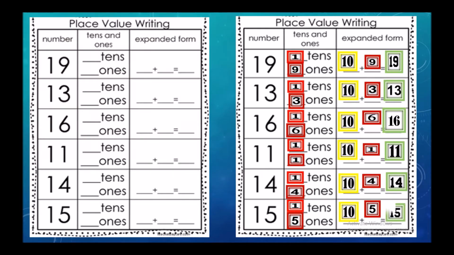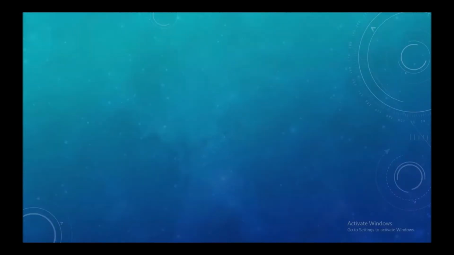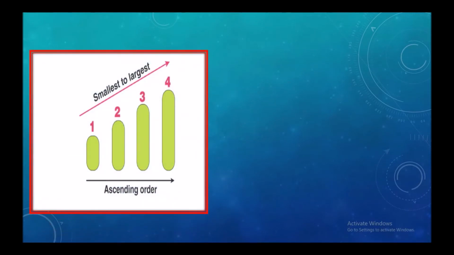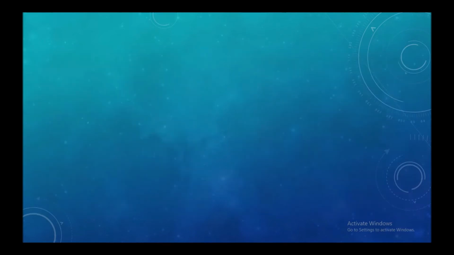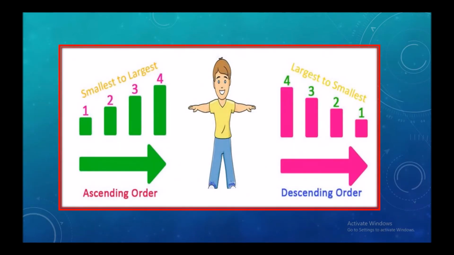Okay children, I hope this place value expanded form is clear to you. Now we will see ascending order. Ascending order means smallest to largest. Now descending order. Descending order means largest to smallest. We have to see the number which is in the largest position and then we will move to the smallest position for the descending order. Ascending order is smallest to largest, and descending order is largest to smallest.